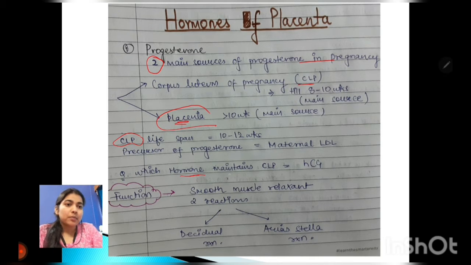Which hormone maintains the corpus luteum of pregnancy? It is HCG, which maintains the CLP. The precursor of progesterone is maternal LDL. This is important. Maternal LDL is important for production of progesterone. Progesterone functions as a smooth muscle relaxant, with two main reactions: decidual reaction and Arias-Stella reaction.